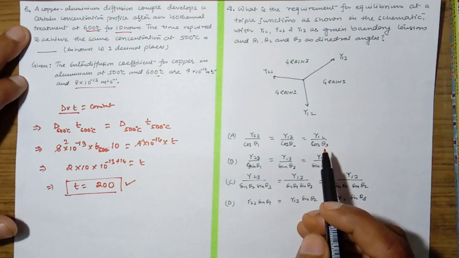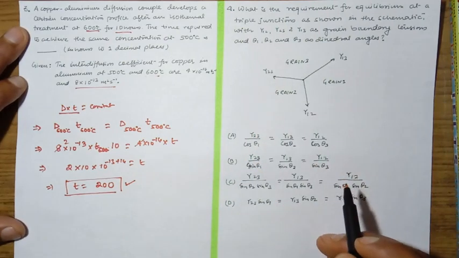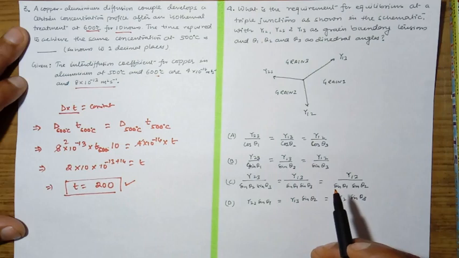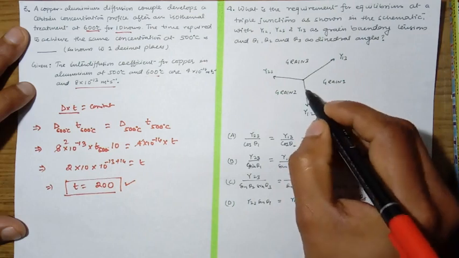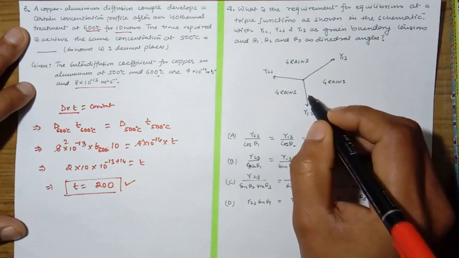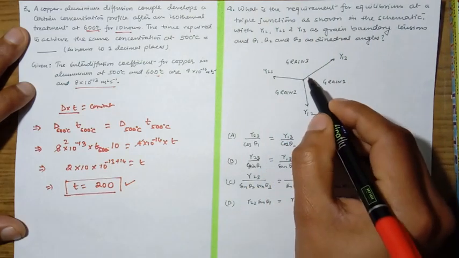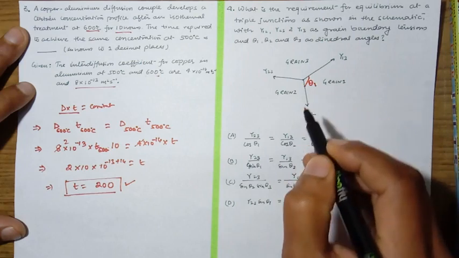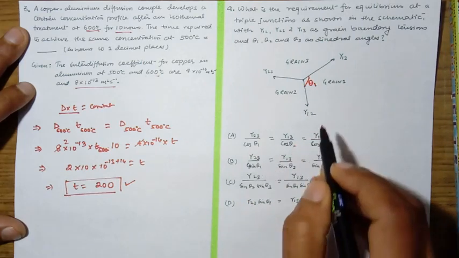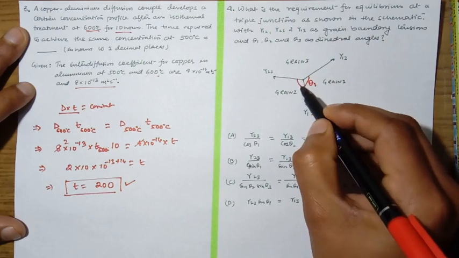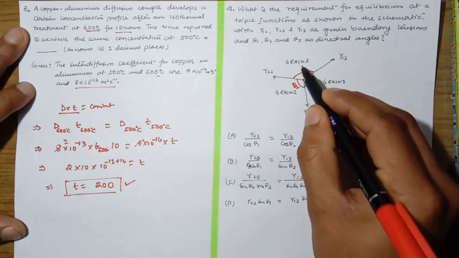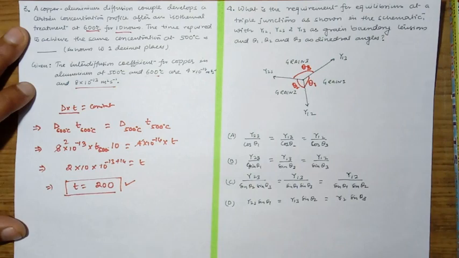Now coming to the fourth question. What is the requirement for equilibrium at a triple junction as shown in the schematic, with gamma 1 2, 2 3 and 1 3 as grain boundary tensions and theta 1, theta 2, theta 3 as dihedral angles? So at this point, I have not mentioned it actually, but here is theta 1, and 1 3, here theta 2 and here theta 3, okay.